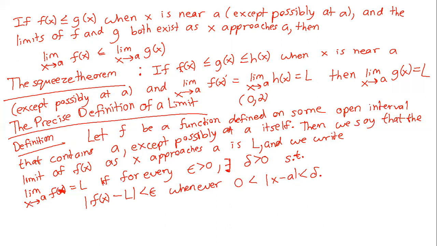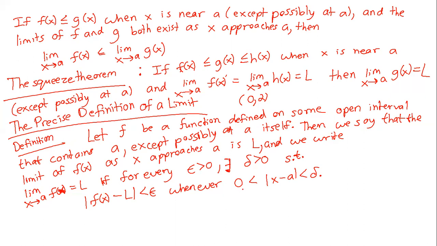And so the idea of this is that no matter how close I want to get f of x to L, so for any epsilon, no matter how small this epsilon is, however close I want to get to L, but not equal. So as you can see, it has to be less than epsilon, and epsilon is greater than 0. So it's not that f of x is equal to L, it's just that it is arbitrarily close.